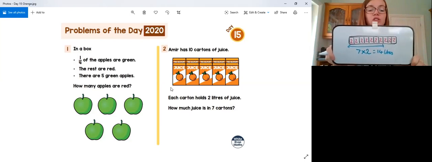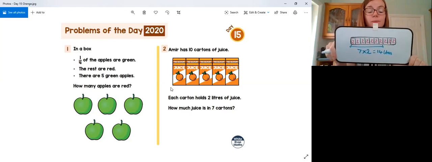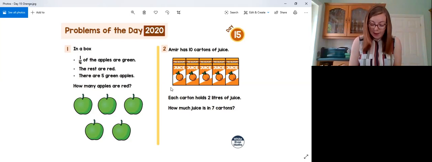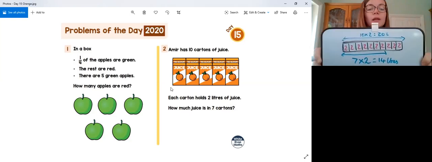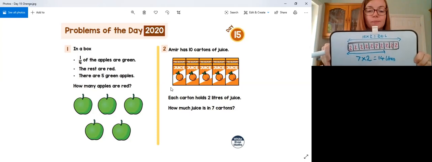So 7 cartons holds 14 litres of juice. I could work out how much is in all of the cartons if I wanted to. That would be my 10 groups times 2, which would give me 20 litres of juice.